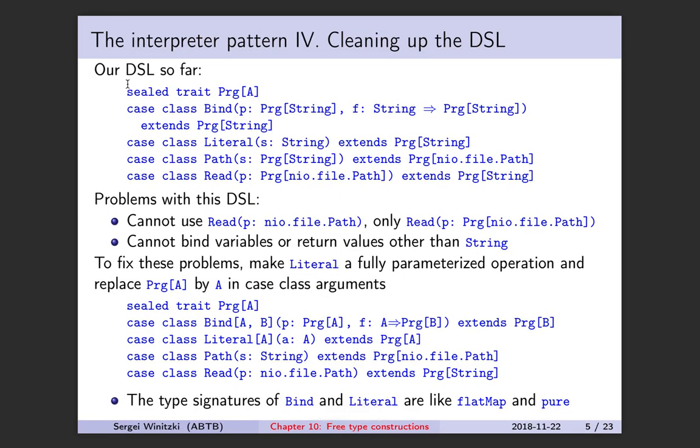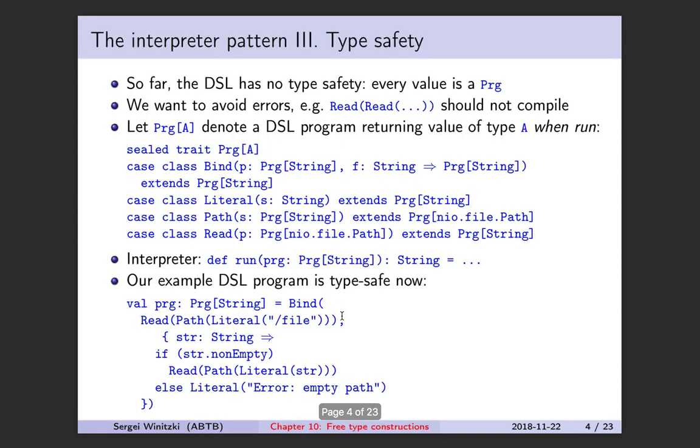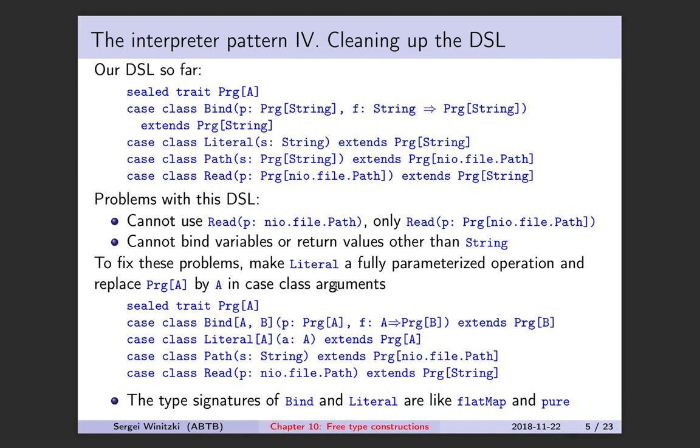So here is our DSL so far. There is a problem with it, which is it basically only binds variables of type string. It cannot bind variables of other types, or it cannot also return values of other types, because our runner returns string and requires a program of string. So still the string type is very special and limiting us.